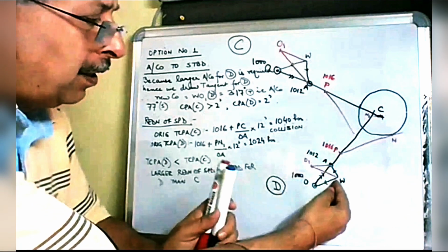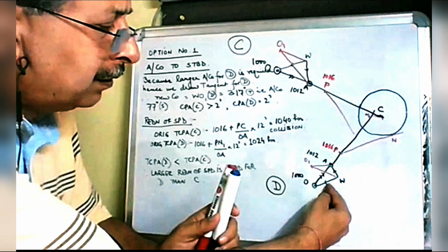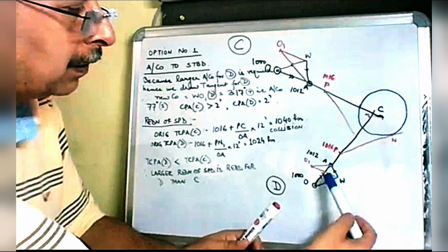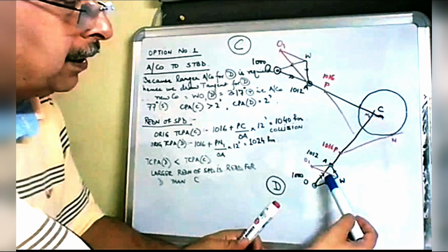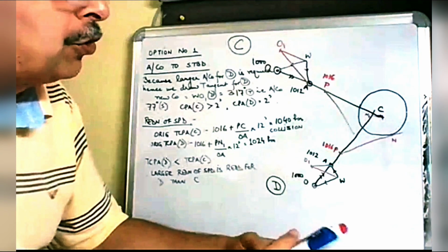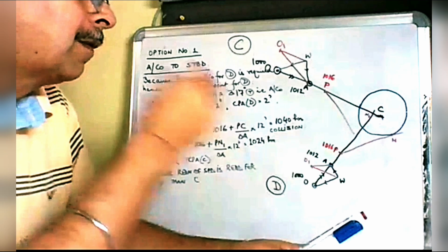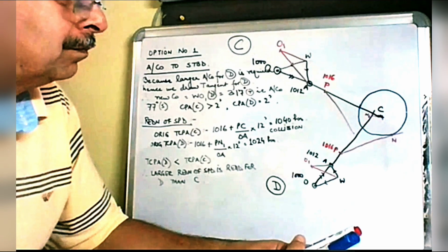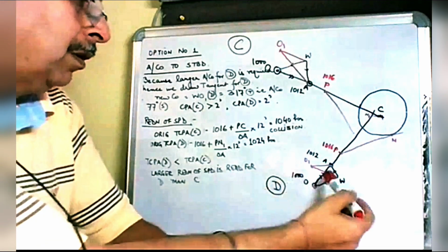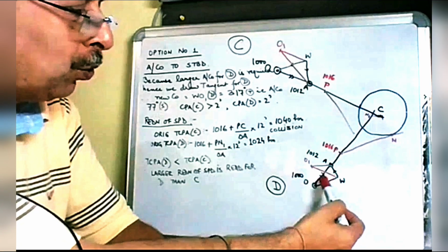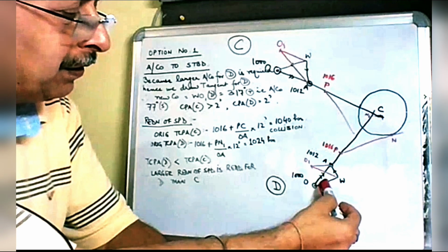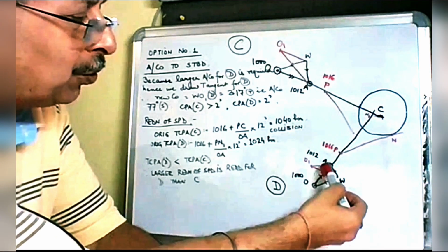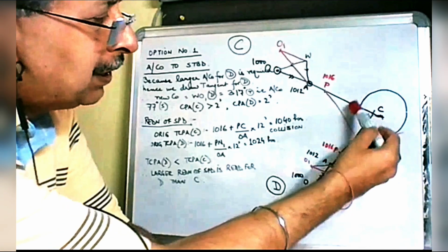So while remaining on the same course as WO, if I reduce my speed to WO2, then my line of approach will become O2A. If my line of approach becomes O2A, that means my tangent should be on the north of the circle. Agreed? If I am on WO and I have to reduce my speed to WO2, then if O2 is going to lie somewhere here, my relative line of approach will become O2A like this. If O2A becomes like this, my tangent will be on this side, north of the circle.